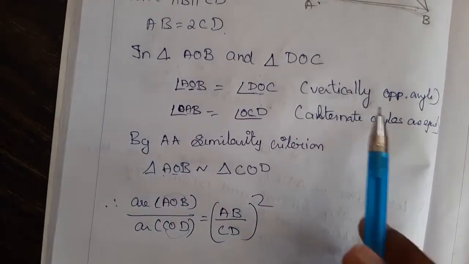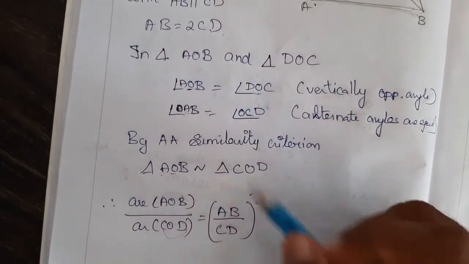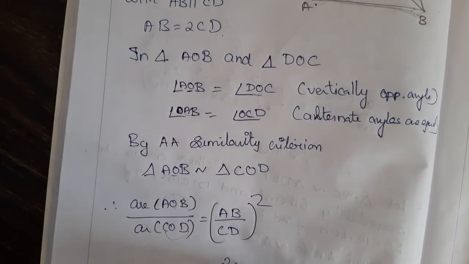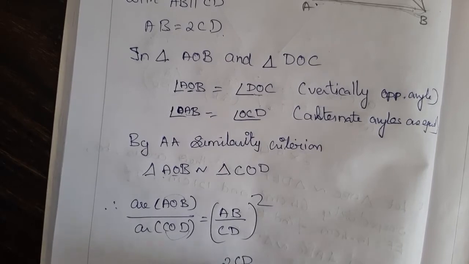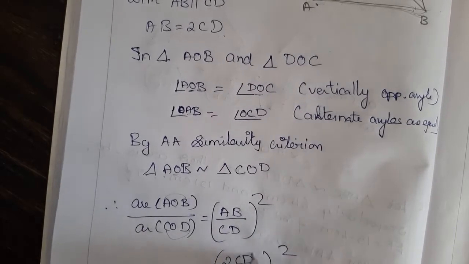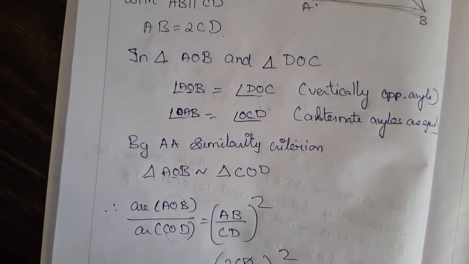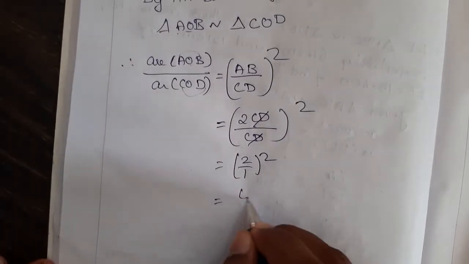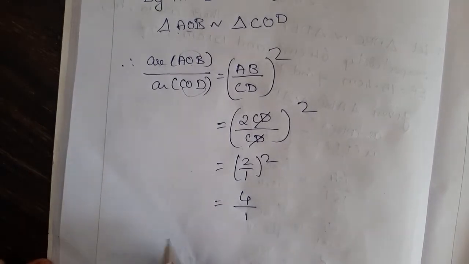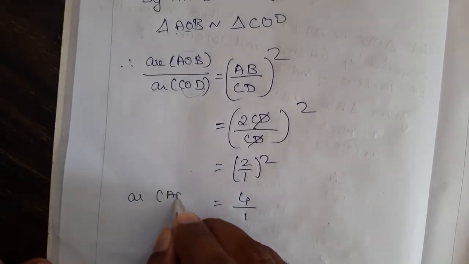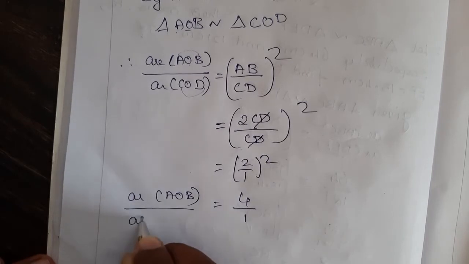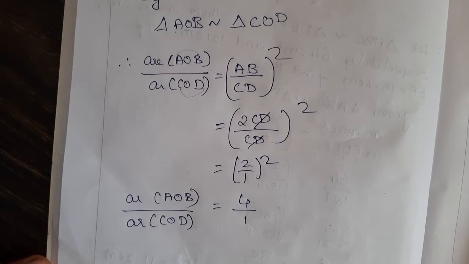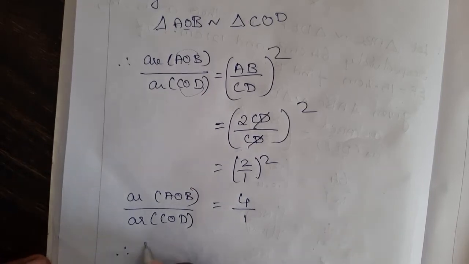So we can write AB is equal to 2CD, and replacing AB by 2CD, we get 2CD by CD the whole square. CD cancels, that is 2 by 1 the whole square, which means 4 by 1. So the area of AOB by the area of COD is equal to 4 by 1. So the required ratio is 4:1.